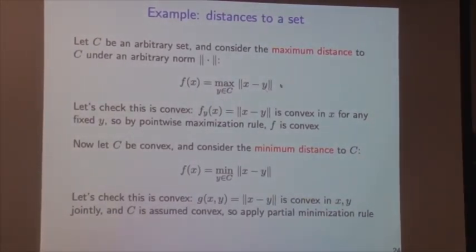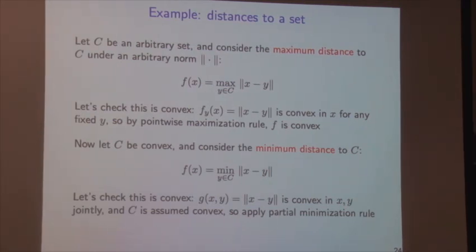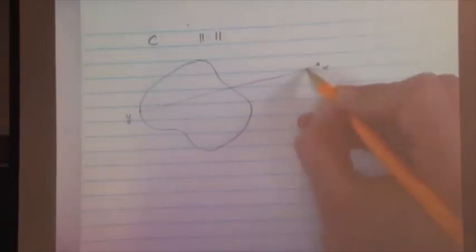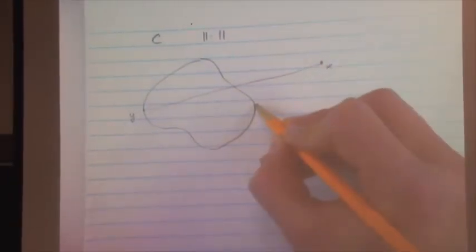We're maximizing out over all points y, so what remains is a convex function. That's the pointwise maximization rule. How about the minimum distance to C? If instead I'm looking for the closest point to x, and I'm measuring that distance, that's not always convex. But it is convex when the set C is convex, from the partial minimization rule.